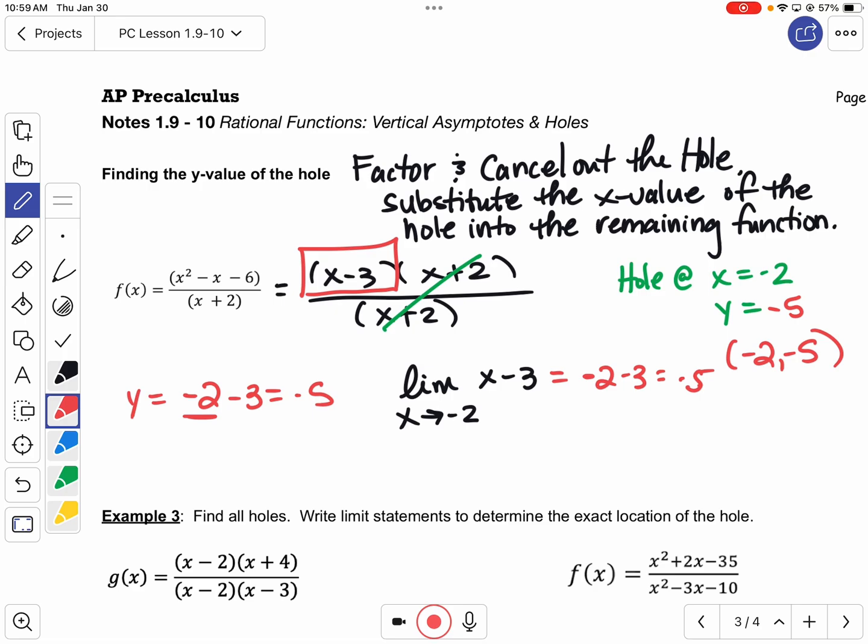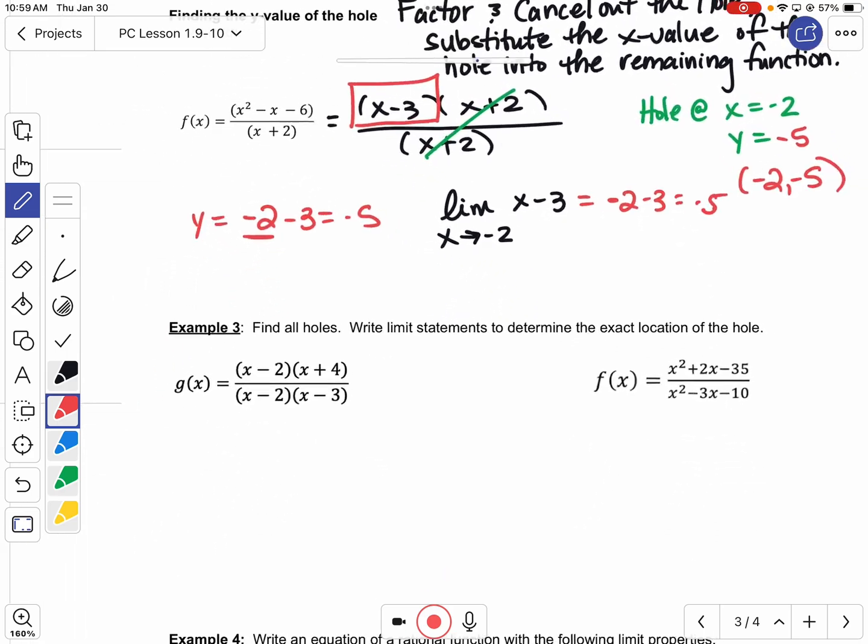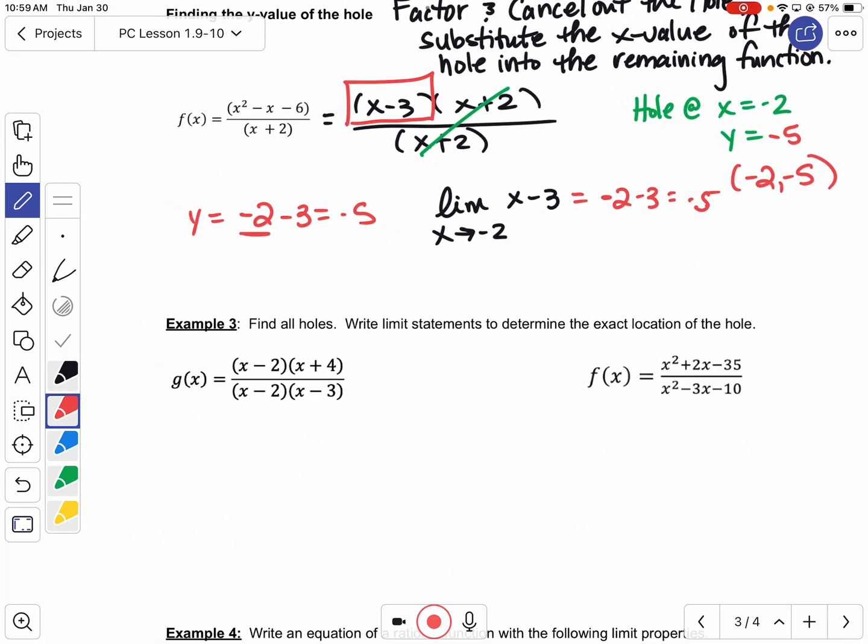Let's do another one together, then I'm going to let y'all try one by yourself. So we want to find the holes. That means I want the entire ordered pair. And then we're going to write the limit statement just so you get used to seeing it in case it were to pop up on a multiple choice or something like that. But it's all just substitution, which is kind of nice.